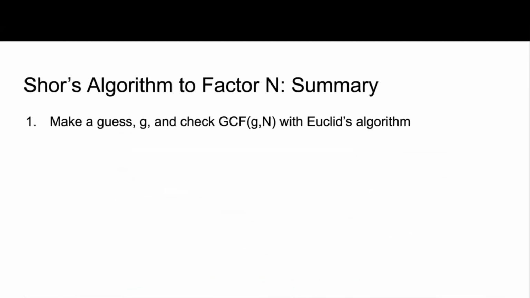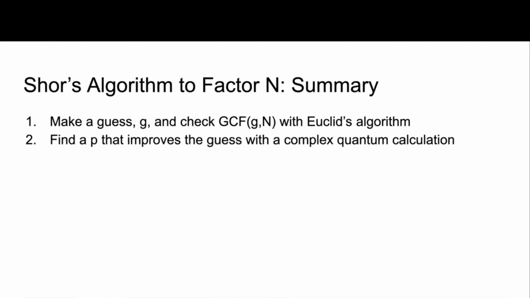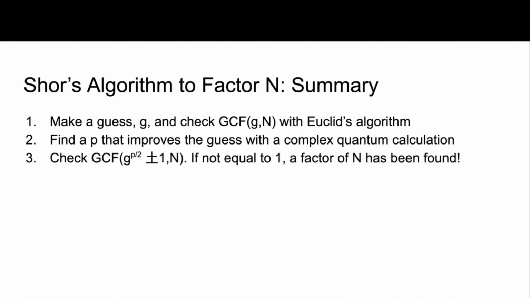To summarize, Shor's algorithm starts with making some guess g and checking if there's common factors with g and n using Euclid's algorithm. It's highly unlikely that g and n will share a factor. Because of this, we want to find some value p that improves our guess, and this involves a complex quantum calculation. With our improved guess, we will check the greatest common factor with n once again. If it's not equal to 1, a factor of n has been found. Success!